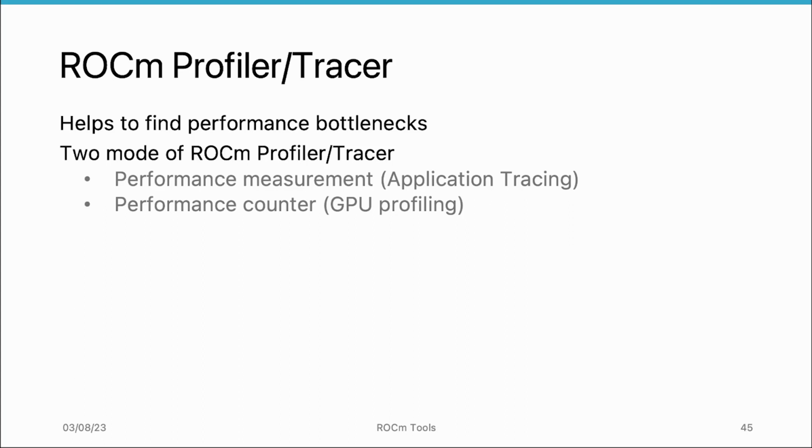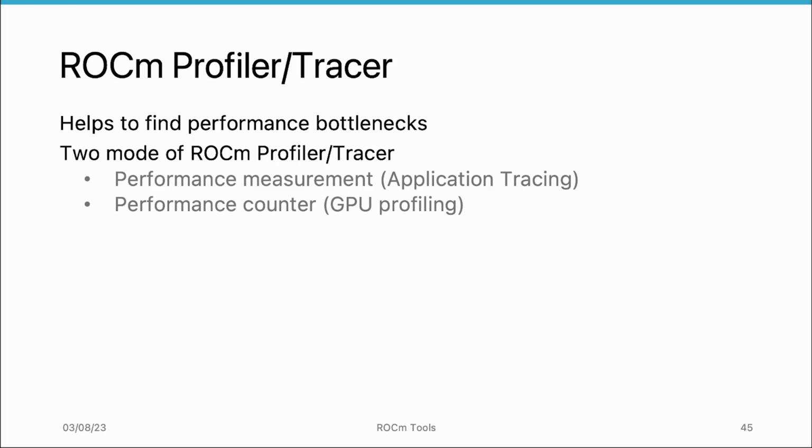In the GPU profiling mode, the ROCm Profiler or Tracer measures the performance of the GPU itself by collecting performance counter data. This data includes metrics such as memory usage, instruction throughput, and shader occupancy, which can help developers identify performance bottlenecks and optimize their applications accordingly.